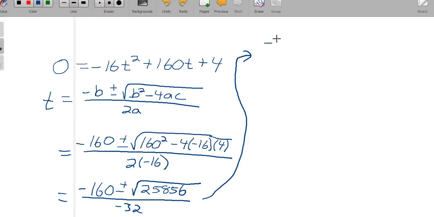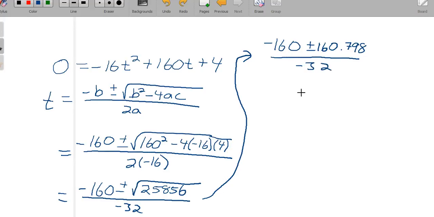We'll continue right up here. So we'll have negative 160 plus or minus, and when you take the square root of this number, it doesn't work out very nice. You end up getting a decimal, and it's actually pretty close to the 160. It's going to be 160.798 if you round to 3 decimal places, which hopefully is okay, divided by negative 32.